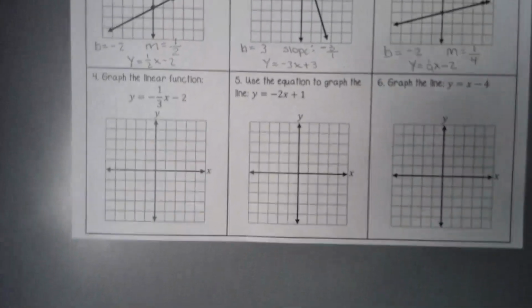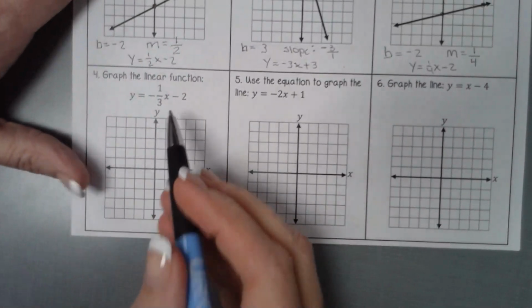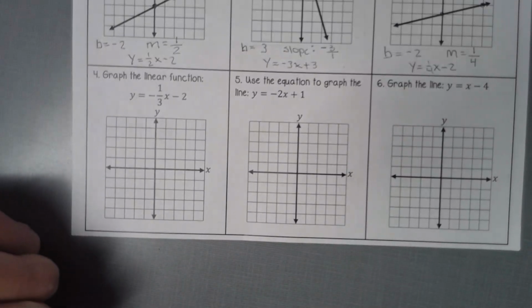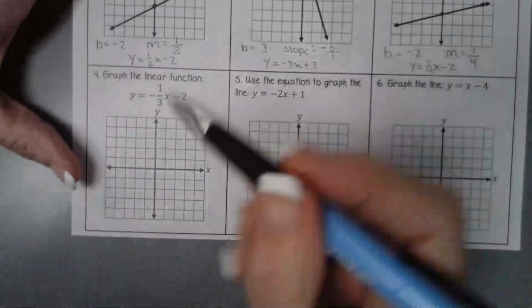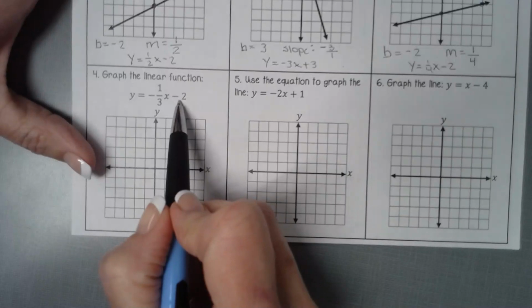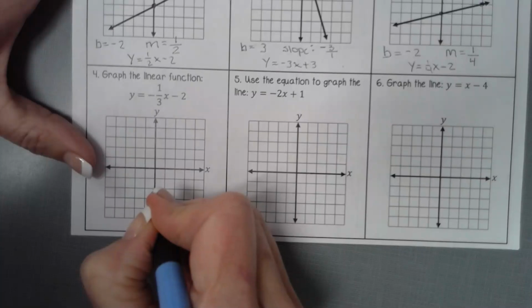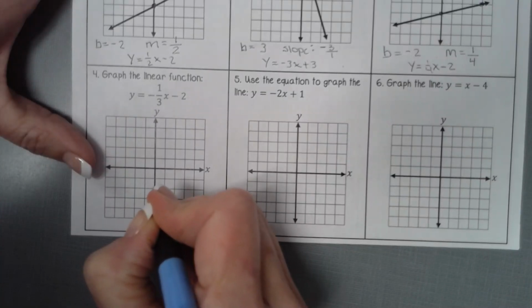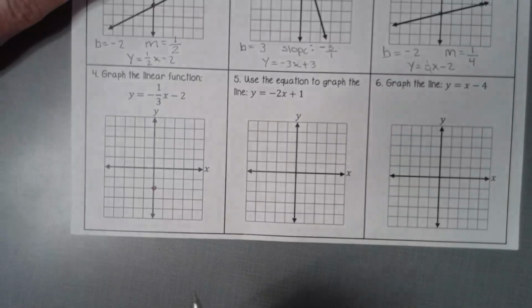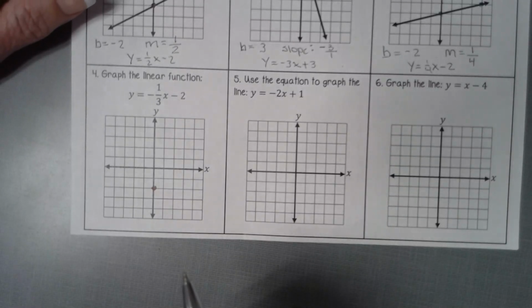Okay, now, they give us the equation and we have to graph. Okay, so it's always easiest to start with your y-intercept. Y-intercept is -2. And it's going to be on the y-axis, so we've got 1 point, and all we need is one more point, and we can graph this line.